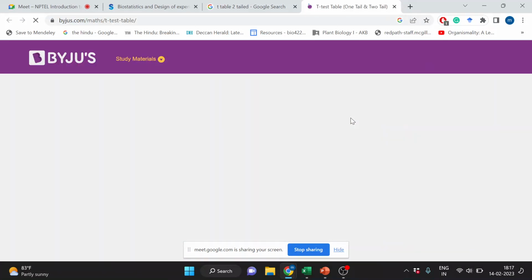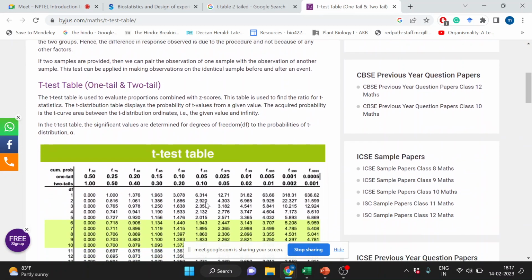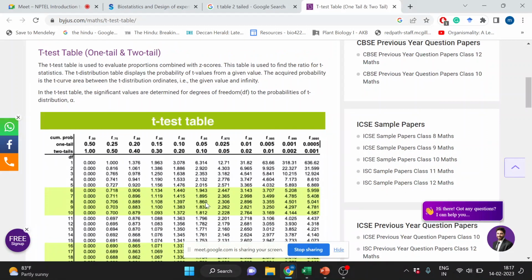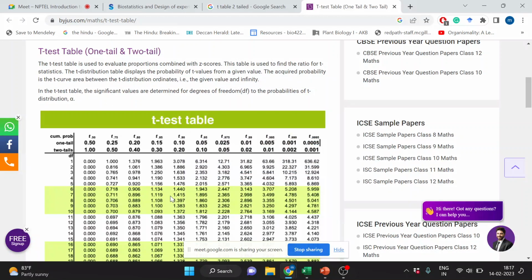Yeah, Byju's is giving us a detailed one, but it's very standard, so it should be correct, I'm assuming. So we are doing a two-tailed test here. You should always be conservative beforehand. Always do a two-tailed t-test to see whether things are unequal. If they are unequal, go ahead and do a one-tailed t-test. Actually, there's no difference.